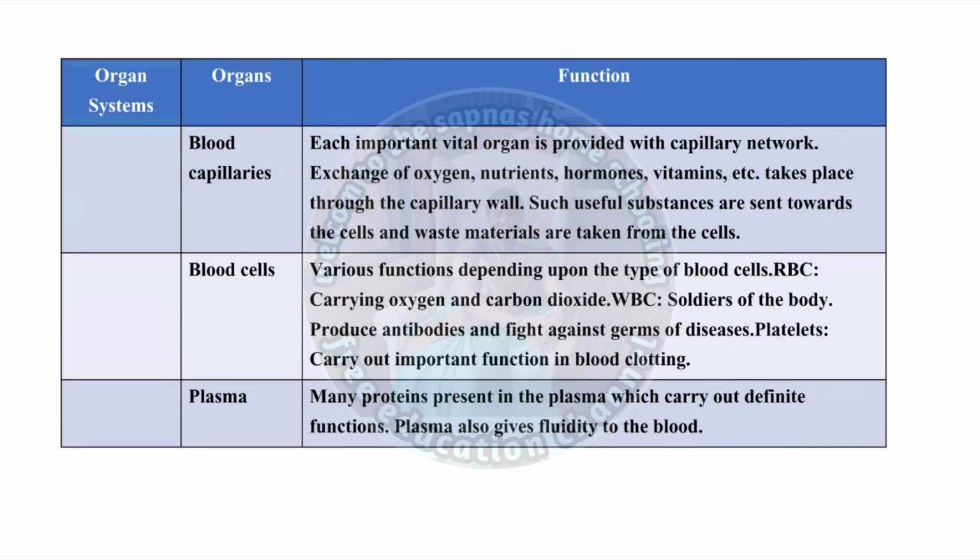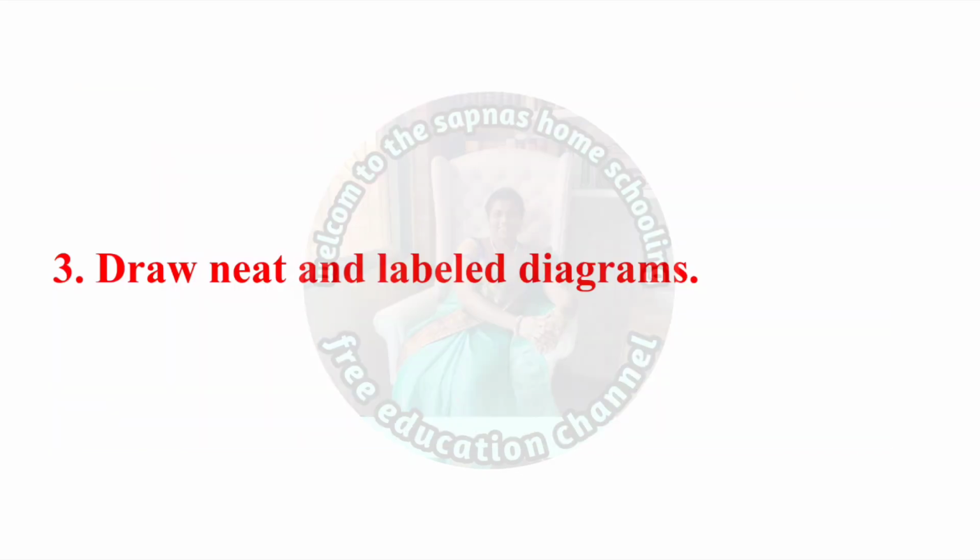Blood cells: various functions depending upon the type of blood cells. RBC: carrying oxygen and carbon dioxide. WBC: soldiers of the body, produce antibodies and fight against germs of diseases. Platelets carry out important functions in blood clotting. Plasma: many proteins present in the plasma which carry out definite functions. Plasma also gives fluidity to the blood.